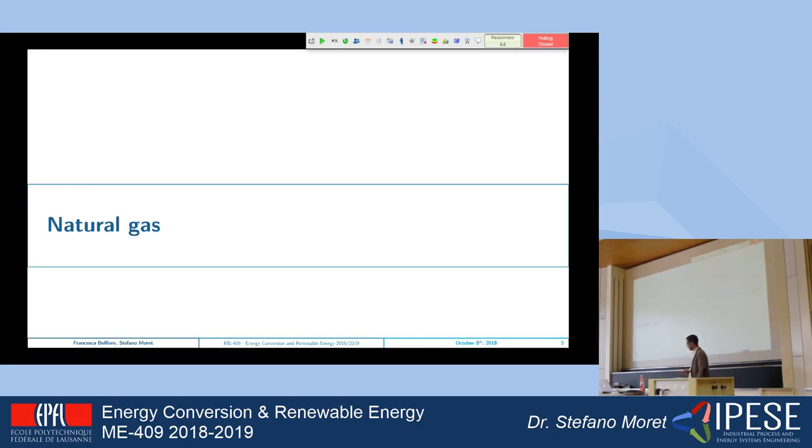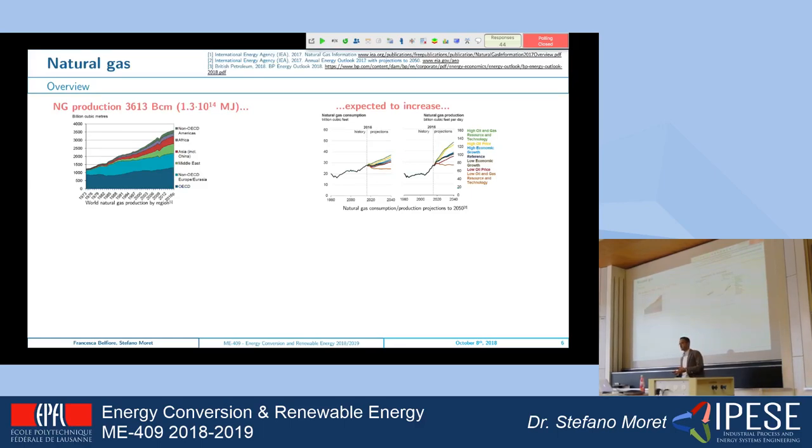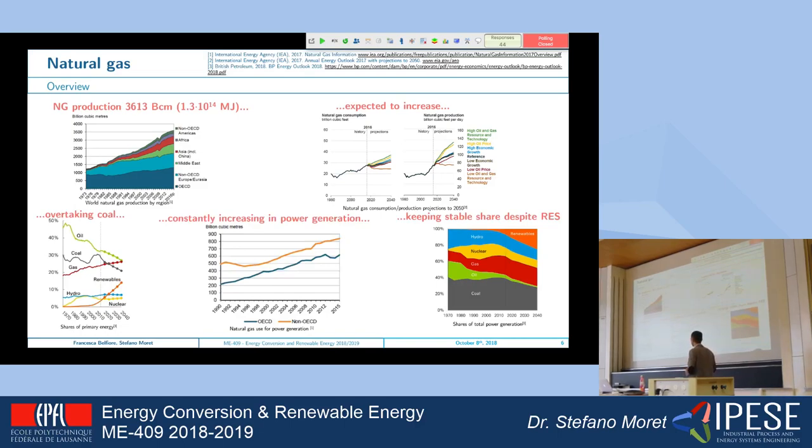So let's mention some key items about natural gas. I won't spend much time on this. You have seen already something during the first lecture. You know that natural gas consumption overall has been increasing in the last years, and it is also expected to increase in the future. Actually, we see that it is globally projected to overtake coal, and it is already overtaking it today. If you look at the graph here on the lower left, it has an increasing share, especially for power generation, so for electricity production. And you see that even if renewable energy sources are increasing in share, the share of natural gas in percentage over the overall consumption for power generation is constant or even increasing over time.